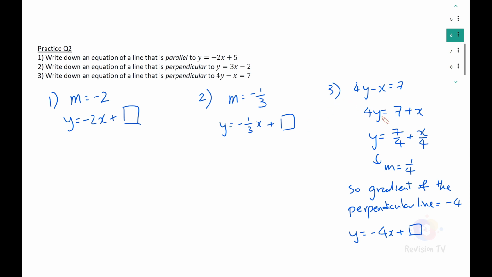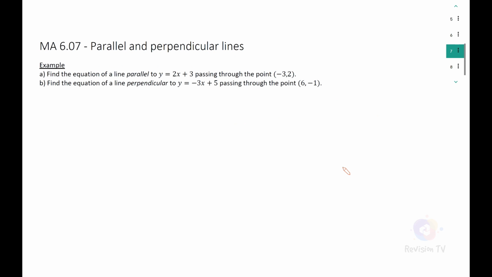Question 3. First of all, you have to make y the subject, so bring the x over, becomes 7 plus x, divide by 4 on both sides. The gradient for this equation is a quarter. So the gradient that is perpendicular to it will be -4, because the negative reciprocal, flip the fraction, put a negative, it will be -4. So y equals minus 4x plus something that you like. Okay? Next, we're going to crank up a notch.